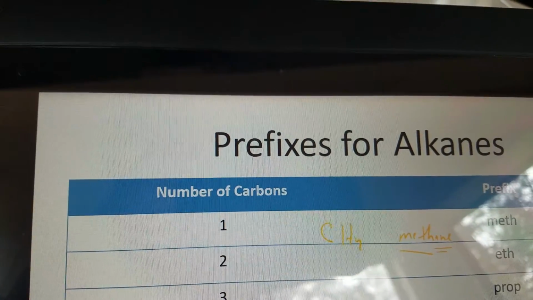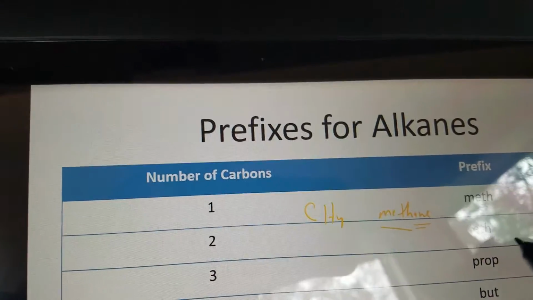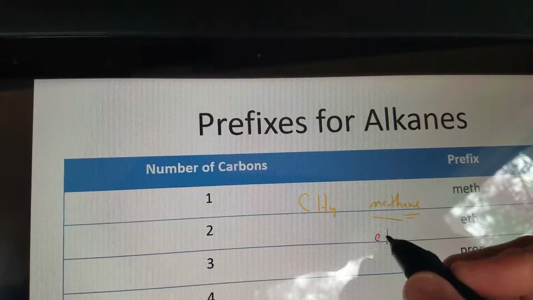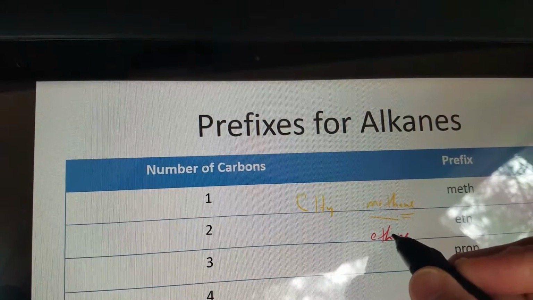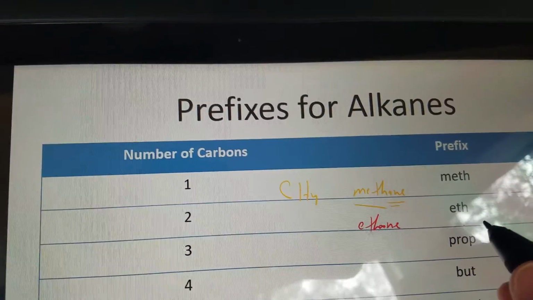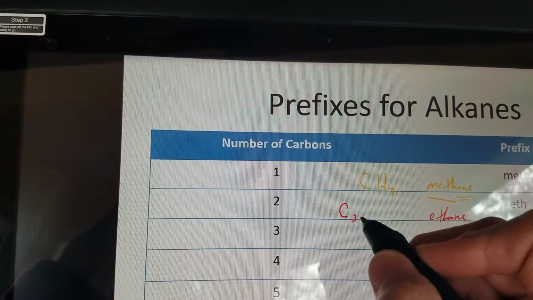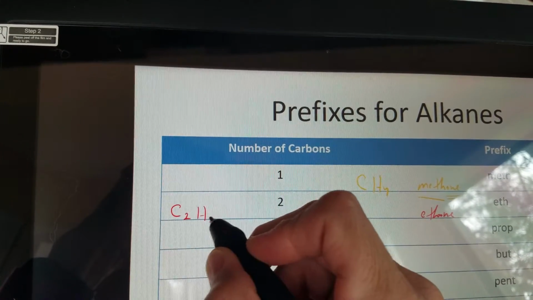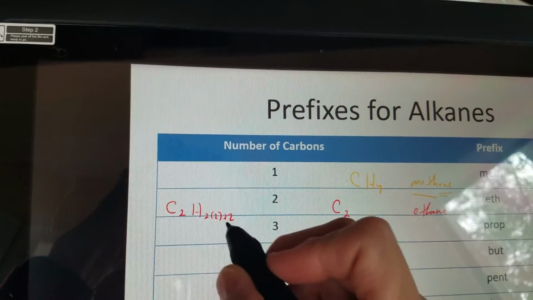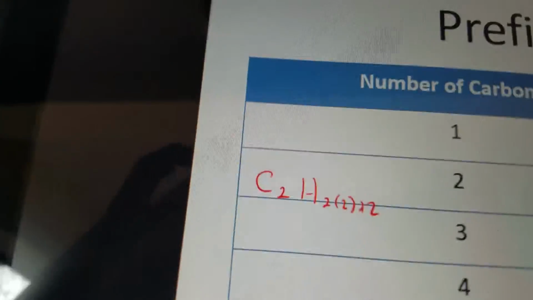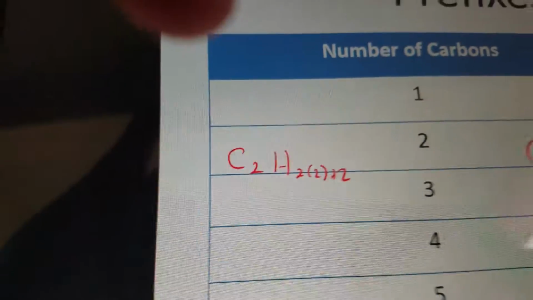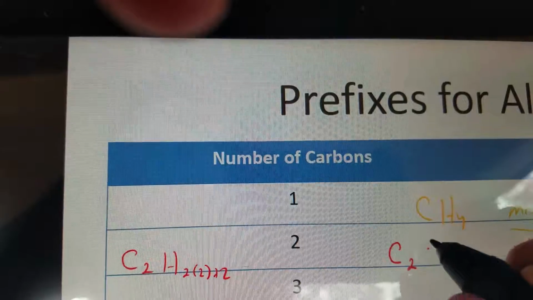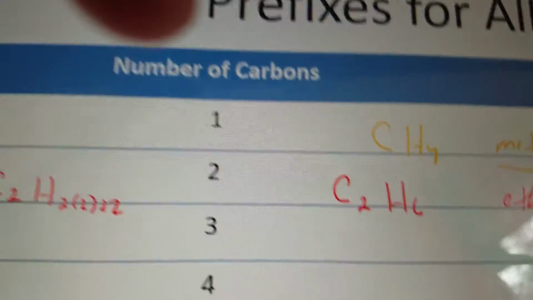Now if I wanted to draw the formula for ethane, which would be our next one in this list, eth refers to the fact that I'm going to have 2 carbons. So remember, we can use CnH2n+2, so C2H2 times 2 plus 2. That's going to tell me that I'm going to have double plus 2 the number of hydrogens, or 6 total hydrogens on this molecule.